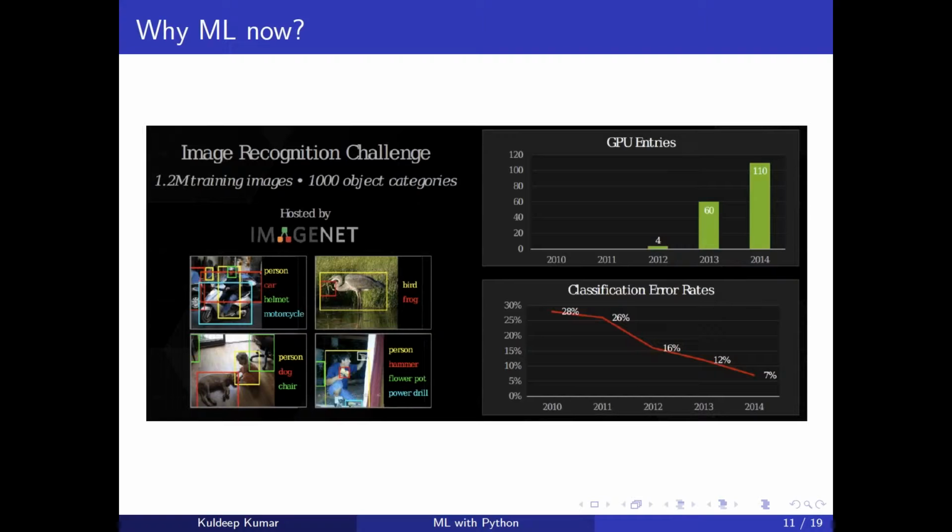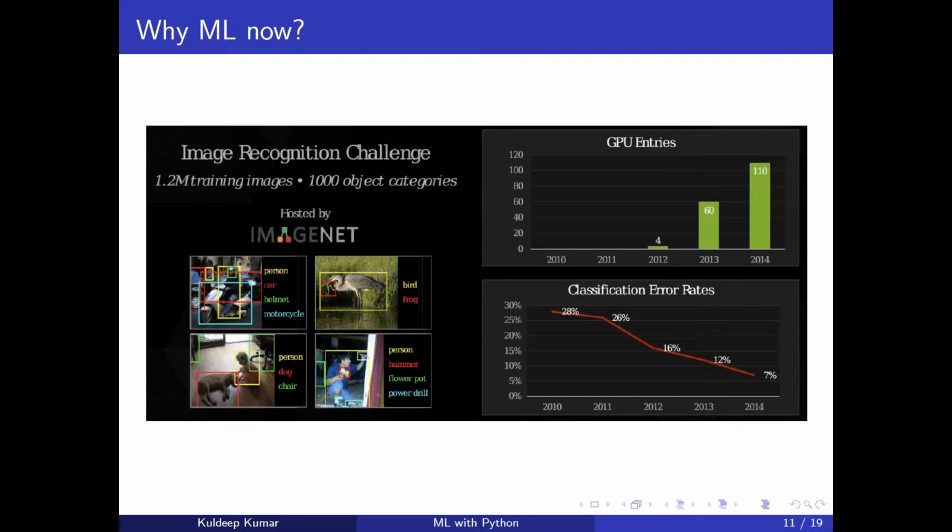So for this, the ImageNet challenge was created, where 1.2 million training images were taken from Flickr, which was an online platform for images. And they were annotated into 1,000 categories. So there is a bird, there is a frog. This challenge was going on from 2010.